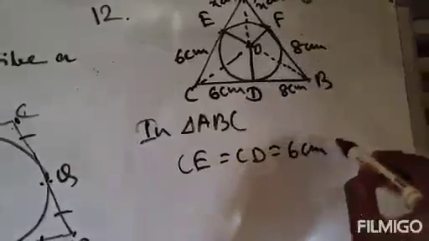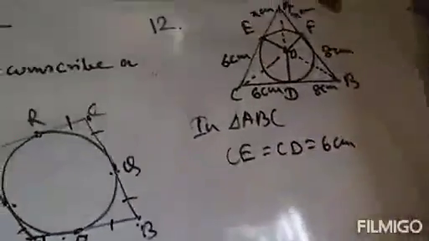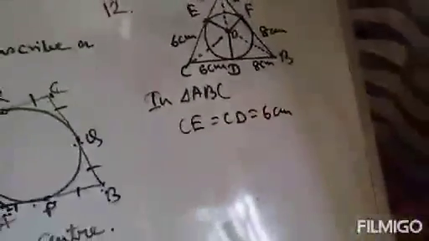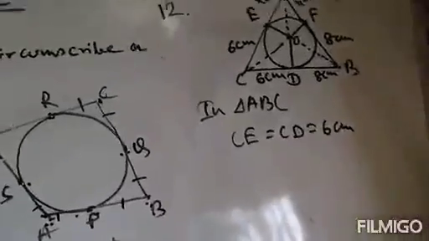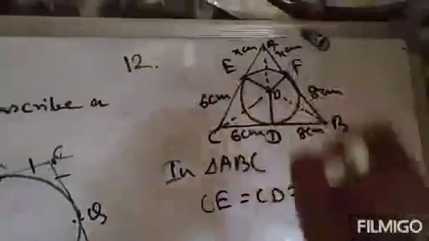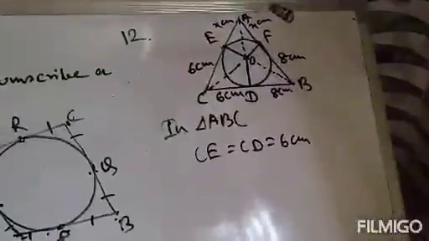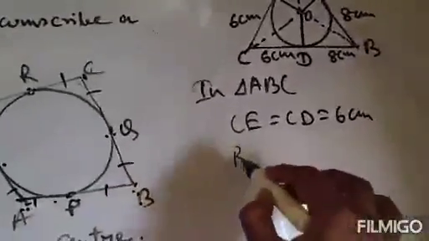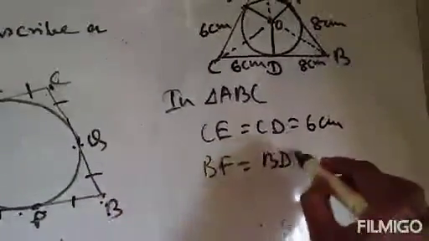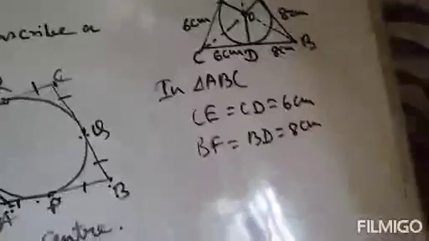That is 6 cm. The reason is the same. If you want to write the reason, just write it in brackets: the lengths of tangents drawn from an external point to a circle are equal. Next, BD will be equal to BF. So we can write BF equals BD, which is equal to 8 cm.